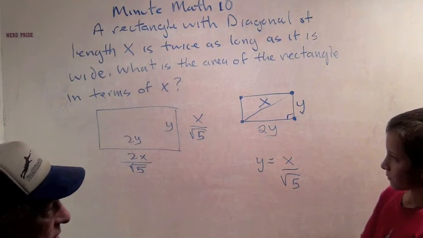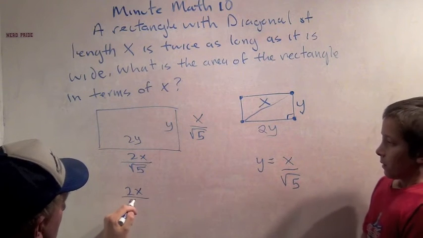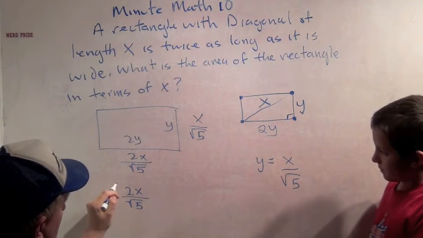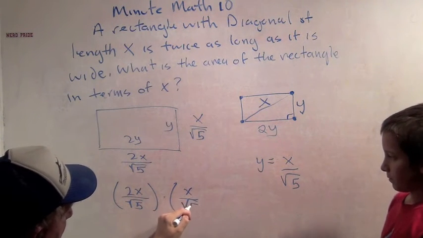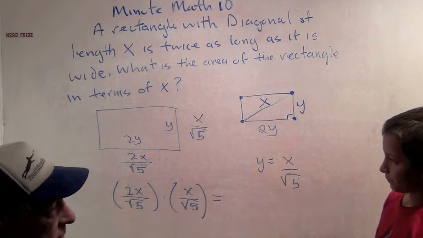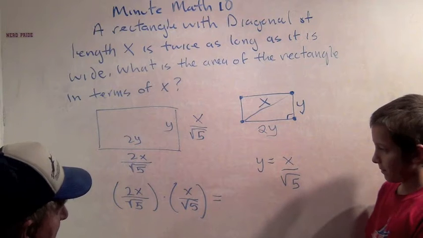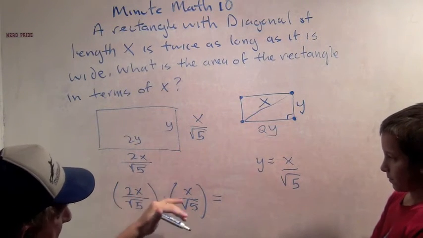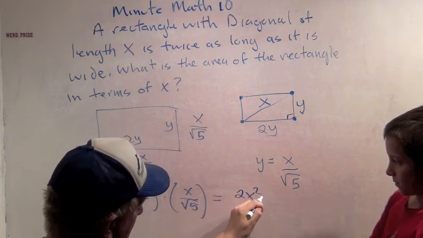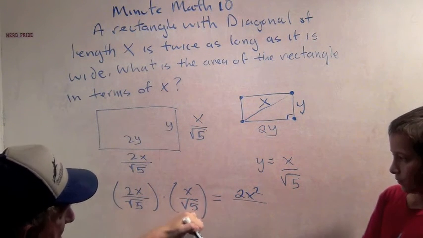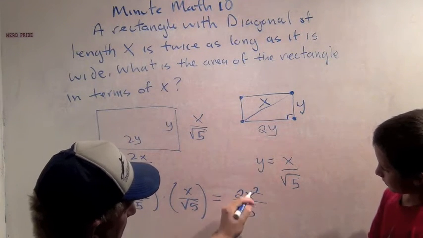And now I want to take the area. So I'm going to have to multiply 2x divided by the square root of 5 times x divided by the square root of 5. Do you think you know how to do this multiplication? It's a little tricky. Well, let's do the top first. What is 2x times x? 2x squared. And what is the square root of 5 times the square root of 5? It's 5.